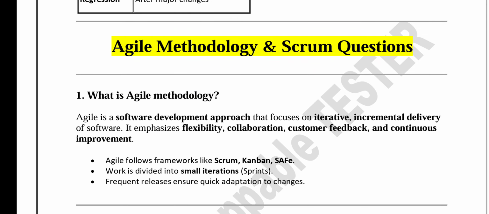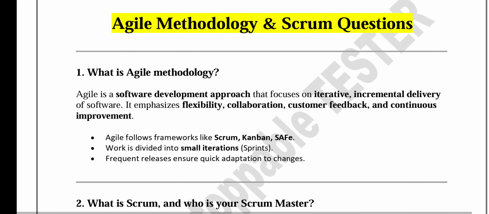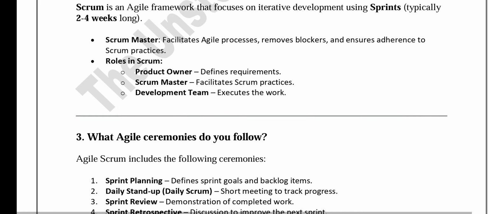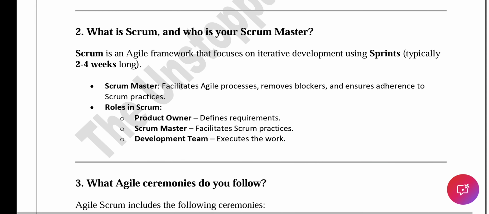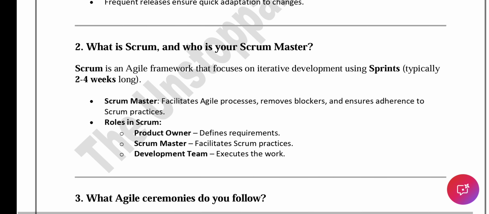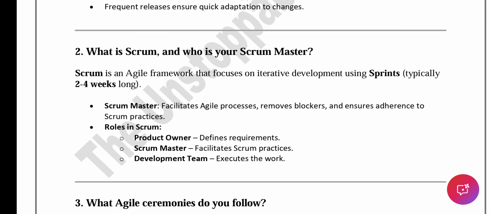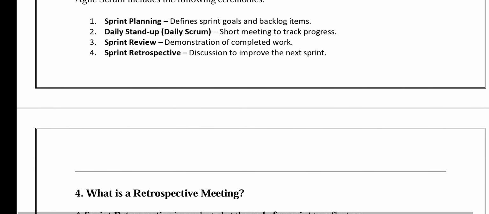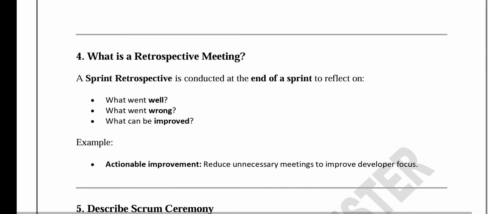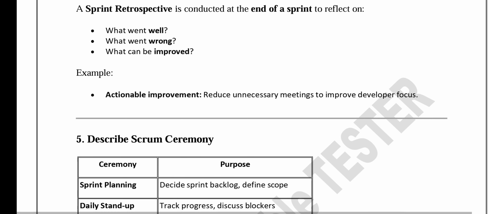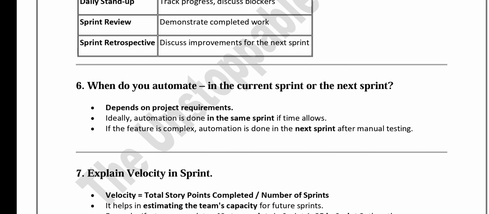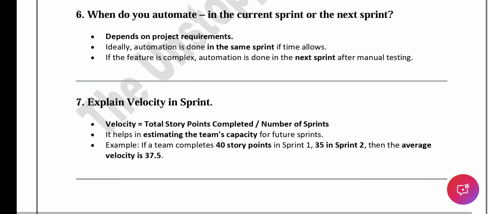And the next questions are with respect to the agile methodology and scrum related. What is agile methodology? What is scrum and who is your scrum master? Okay, what role does the scrum master play? What are the agile ceremonies you follow? What is a retrospective meeting? Describe the Scrum ceremony. When do you automate, in the current sprint or in the next sprint?